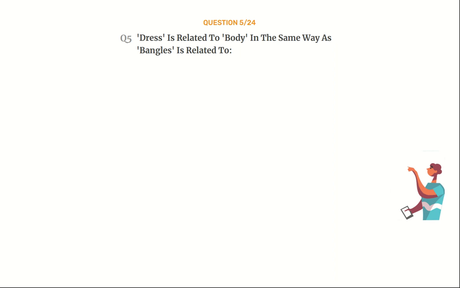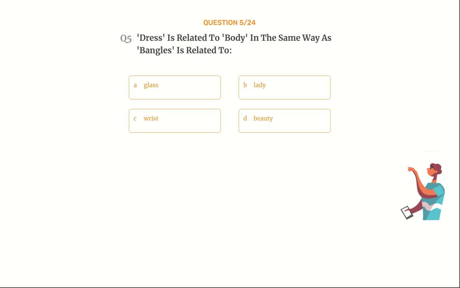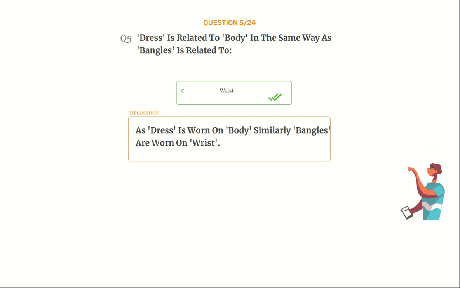Question number 5. Dress is related to body in the same way as bangles is related to? Option A. Glass. Option B. Lady. Option C. Wrist. Option D. Beauty. The correct answer is Option C. Wrist. As dress is worn on body, similarly bangles are worn on wrist.